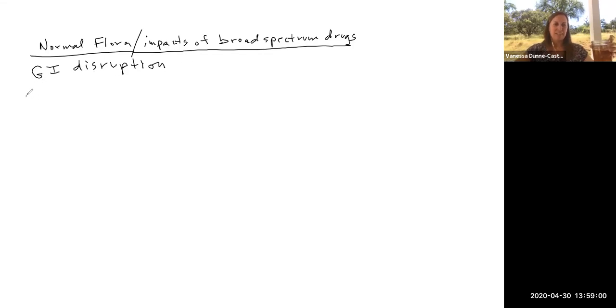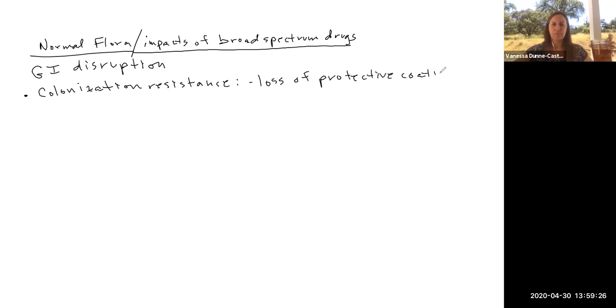Some of the impacts, remember we talked about colonization resistance. Colonization resistance is the benefits that your normal flora provides. So you'll have a loss of this protective coating, which makes you more susceptible to pathogenic infections. The loss of microbial antagonism.